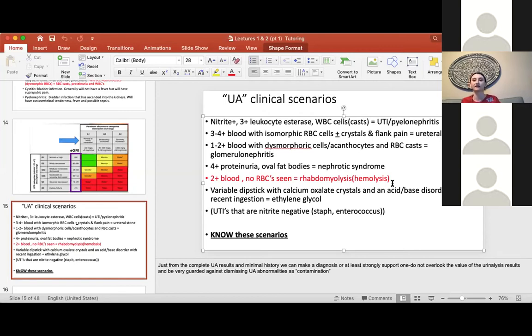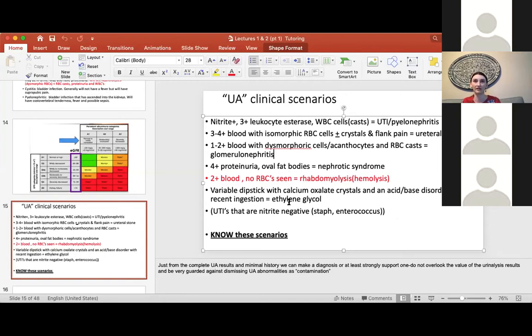So it looks like it's going to have a ton of blood, and when you dip it, it's going to have blood. The reagent on the dipstick is looking for blood products, so it's going to be positive. But under the microscope, all of those red blood cells have hemolyzed and broken apart, so there's not going to be any intact red blood cells to see. And he really likes that one.